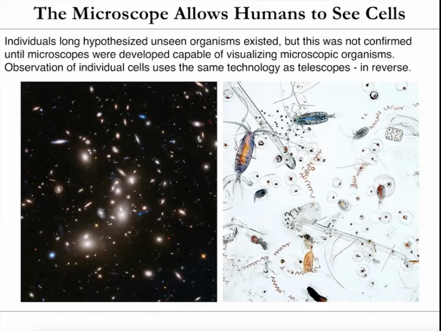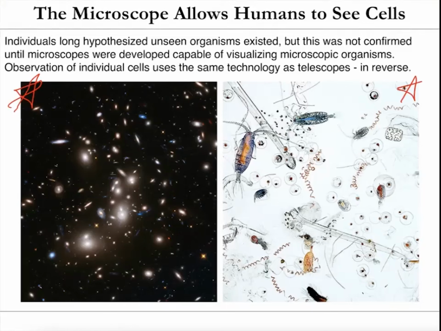around the 1500s, I believe. So the microscope is what allows humans to see microscopic cells. They're too small to be seen with the naked eye. We'll talk a little bit about microscopes, but microscopes are basically just telescopes in reverse. So telescopes were developed first, notably by Galileo, and other people were making lenses in Europe at the time.